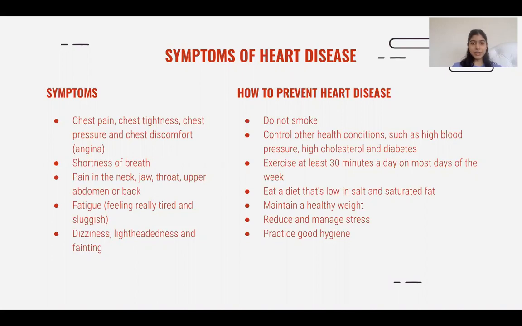So how to prevent heart disease? Obviously, not all factors of heart disease can be preventable, but some main risk factors include smoking. You can work to control other health conditions such as high blood pressure, high cholesterol, and diabetes, and we'll talk more about these later. Exercise for at least 30 minutes a day. Eat a diet that is relatively low in salt and saturated fat, maintain a healthy weight, reduce and manage stress, and practice good hygiene. And all of these are topics that we're learning about this unit.